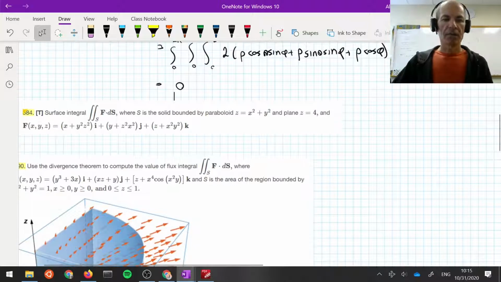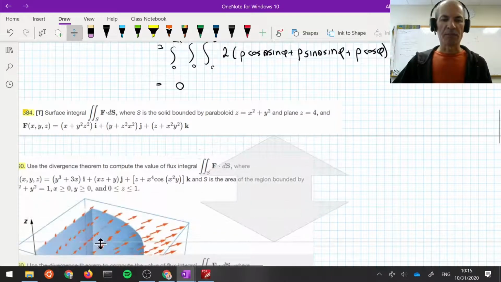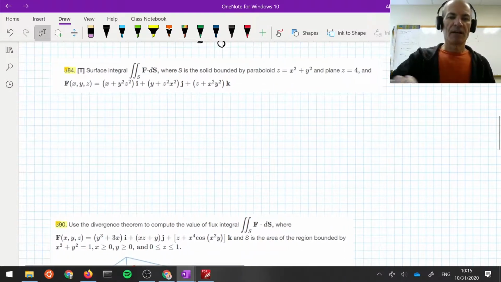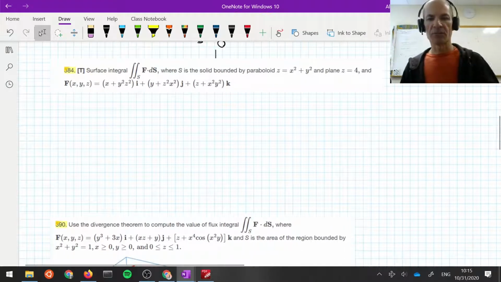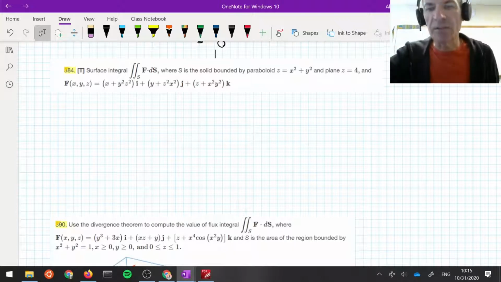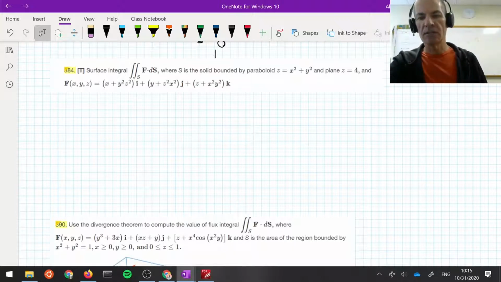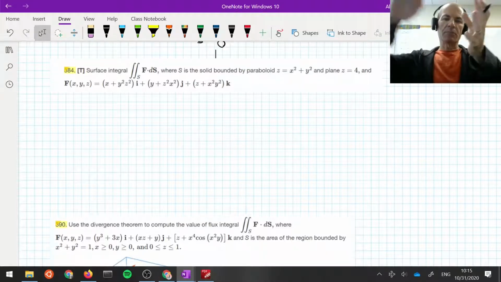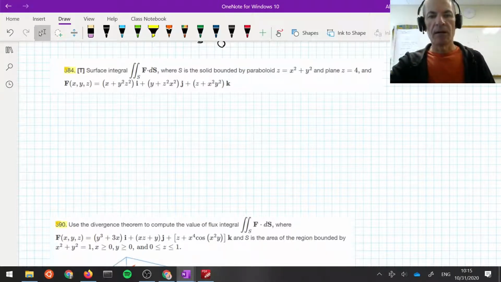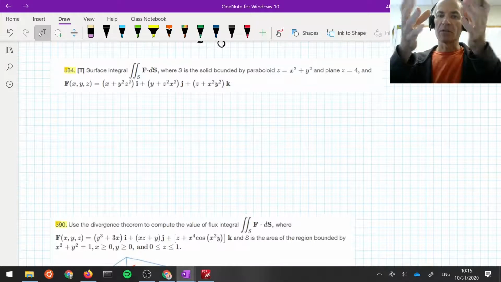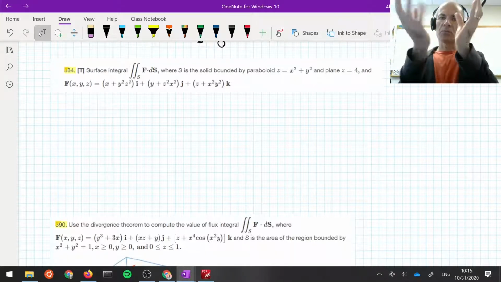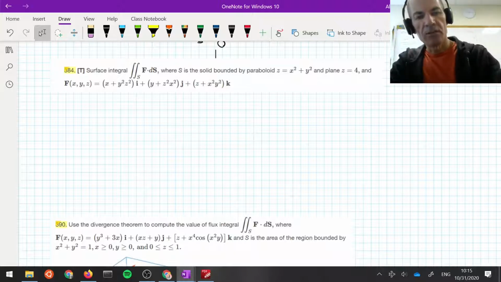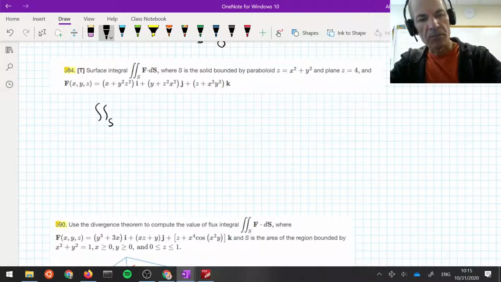All right, let's try another one. You're going to find that most of these are pretty similar, actually. They're just applications of the divergence theorem. All right, so we want to compute this surface integral where S is the solid bounded by the paraboloid z equals x squared plus y squared, something like this, right? With a flat top, z equals 4. That would be a challenging surface integral. You'd have to do 2 separate integrals, one for the paraboloid, one for the cap, and that would be a bit of work. So again, we'll use the divergence theorem.